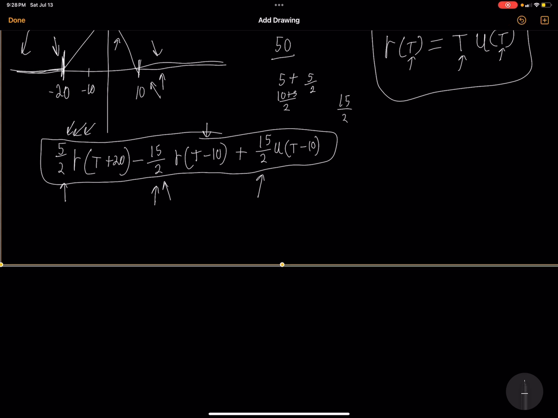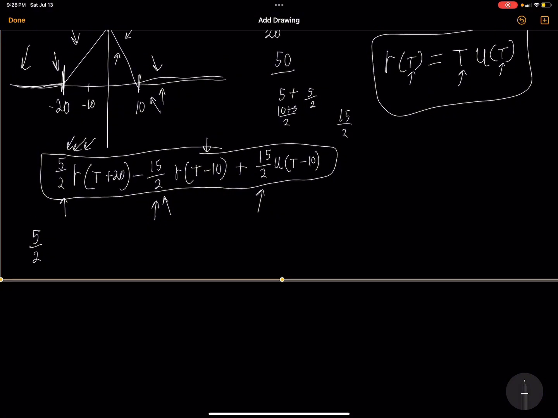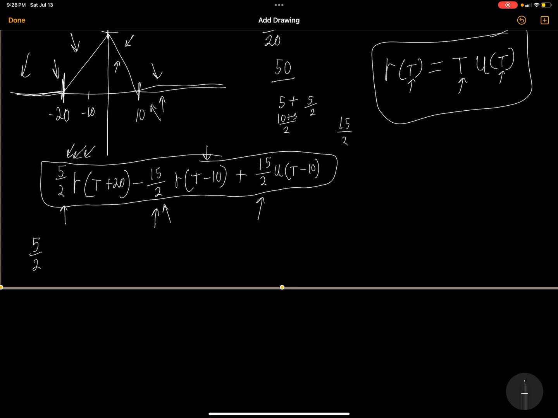So it would be 5 over 2 still. So our t value for r of t is t plus 20. So wherever there's a t, replace that as so.